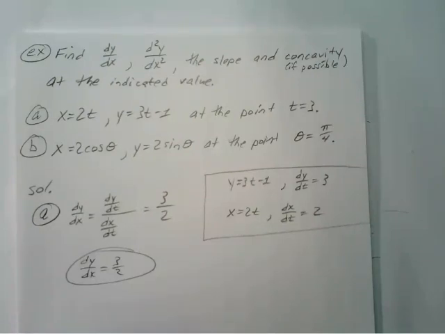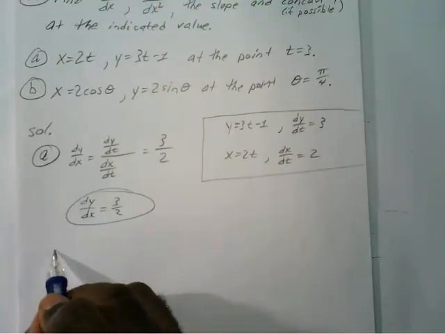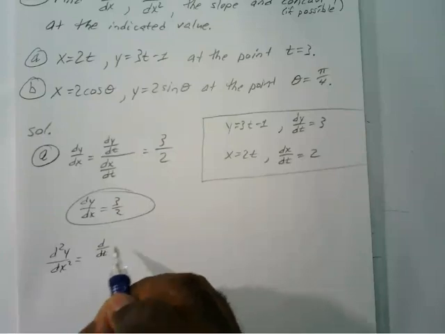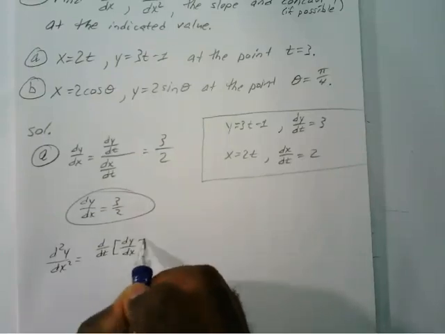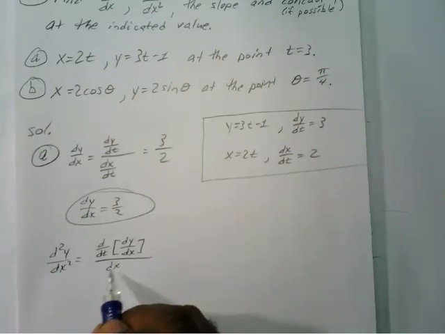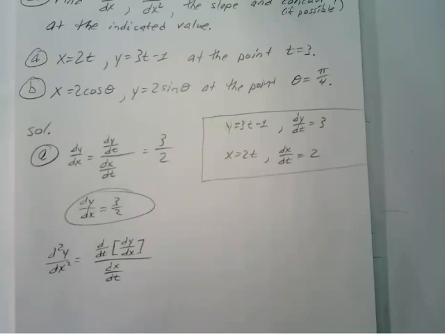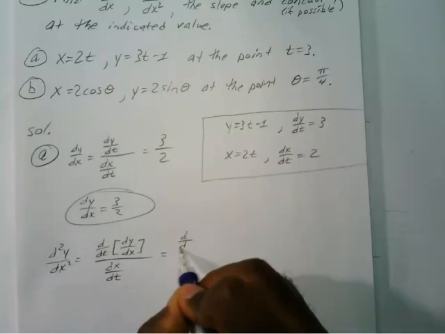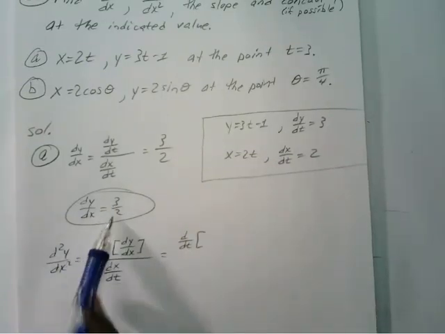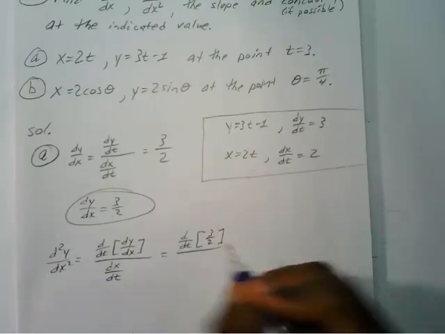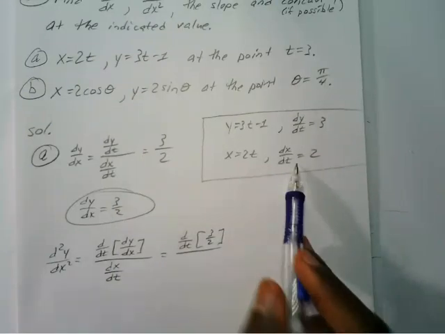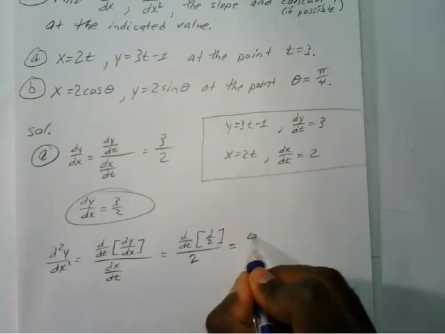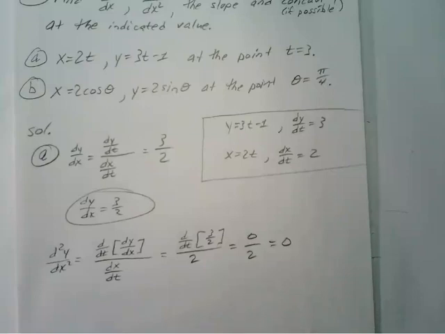Okay, so what about our second derivative? Our second derivative is the derivative with respect to t of our dy/dx, over our dx/dt. So that's going to equal the derivative with respect to t of dy/dx, which is 3 over 2, over dx/dt, which is 2. Now the derivative of a constant is equal to 0. So that just becomes 0 over 2, which is 0.